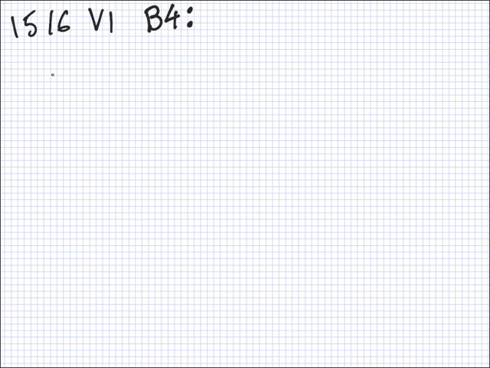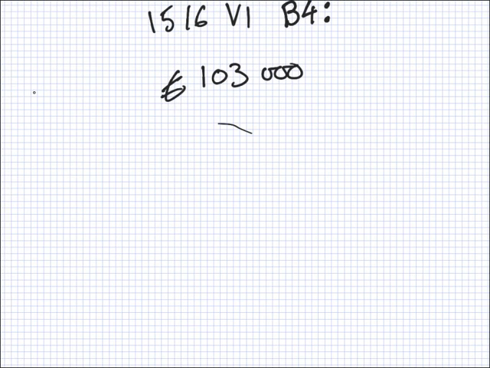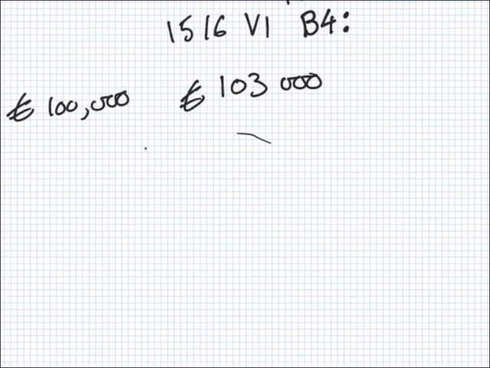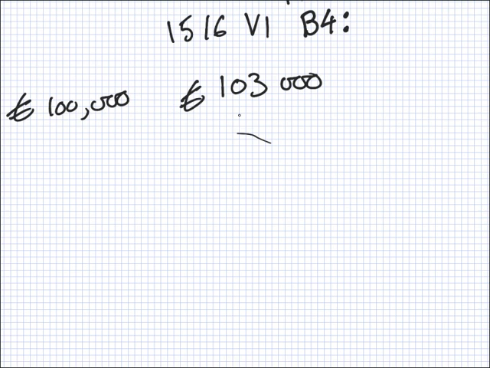The price of a house this year is 103,000 euros. The price of the same house last year was 100,000 euros. Assuming the price growth is exponential, that is P equals A e to the power kt, where P is the price of the house, t is the time in years since 2014, and A and k are real constants to be determined. Find the value of A and k.